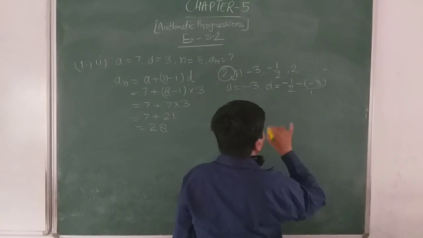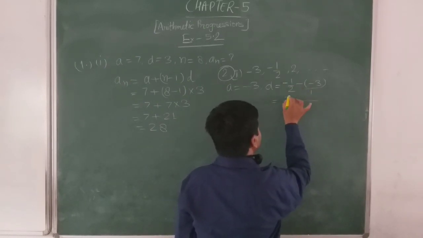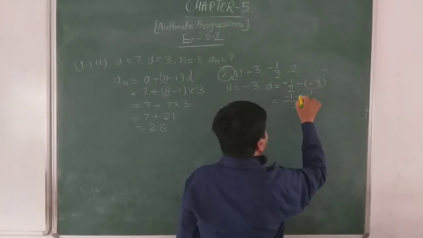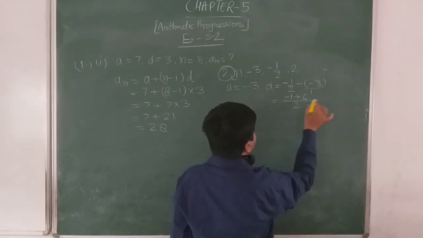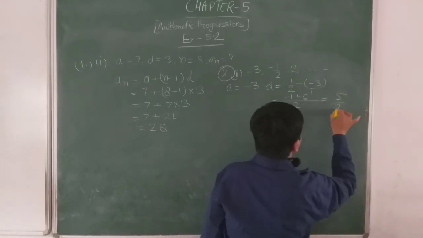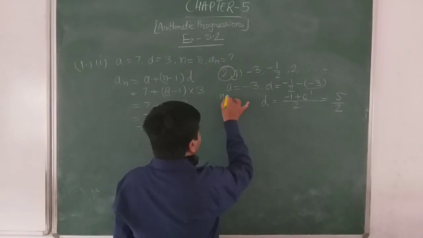Now upon 1 we put. So here taking LCM 2. 2 1s are 2, 1 into -1 that is -1. Minus and minus is plus. 1 2s are 2, 2 3s are 6. 6 minus 1 that is 5. So D equals 5 upon 2, and A equals -3, and N is given 11.